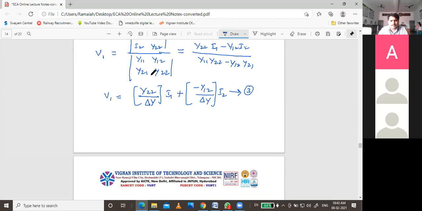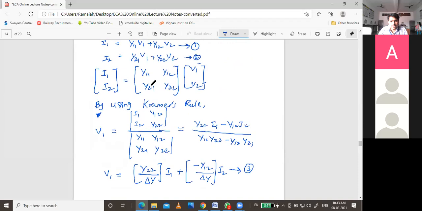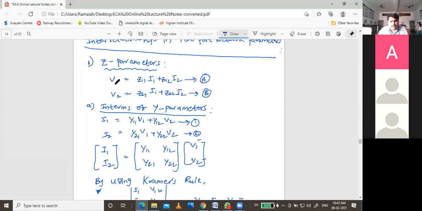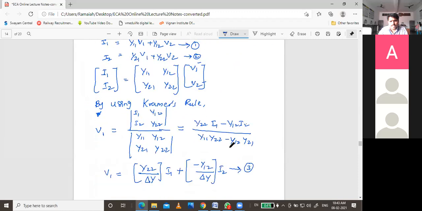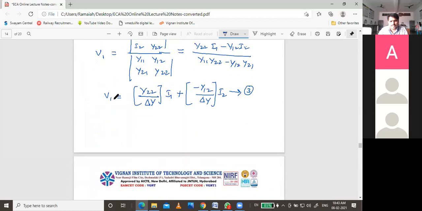Now compare V1 equals Z11 I1 plus Z12 I2, equation A, with equation 3. V1 equals something into I1 plus something into I2. Then what is Z11? Z11 equals Y22 by delta Y, and Z12 equals minus Y12 by delta Y. Yes, understood?